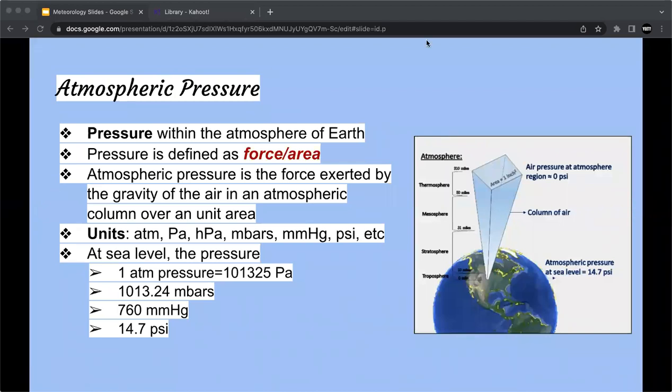PSI over here, 14.7 PSI at sea level. PSI stands for pounds per square inch. If we're at sea level and the column is 1 inch squared, that means there is 14.7 pounds of air above you, which you probably don't really realize, but yeah.